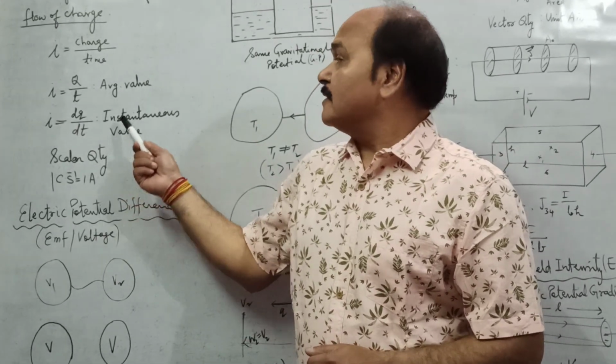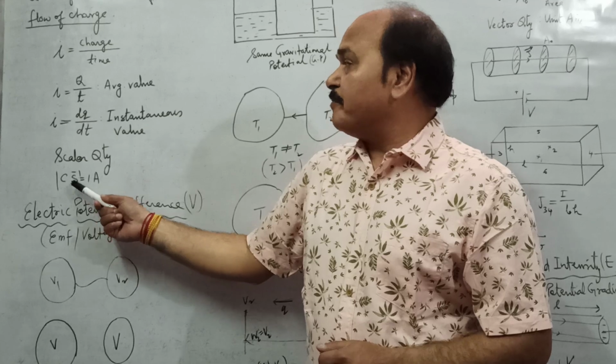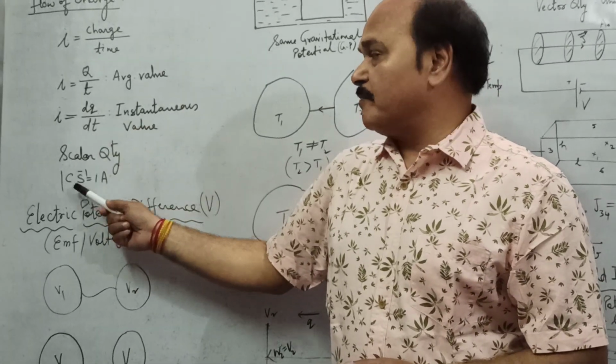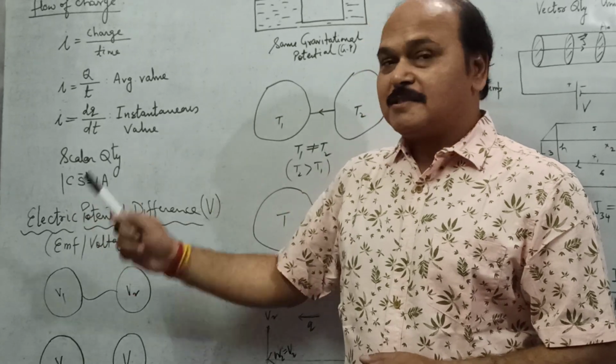Well, the unit of current is coulomb per second. Coulomb is the unit of charge, so it is charge per unit time, coulomb per second, and 1 coulomb per second is called 1 ampere.